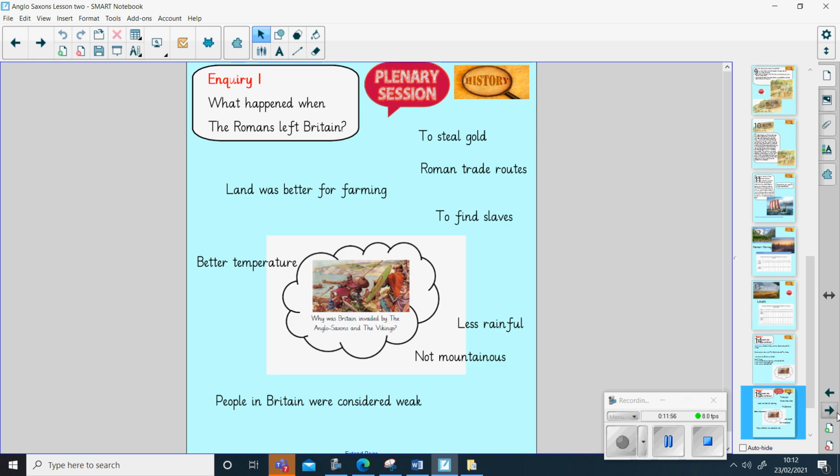Okay, so I've jotted down some of the ideas that I've learnt about the Vikings and the Anglo-Saxons today. I've learnt that the land was much better for farming, and I know that from the videos, and I also know from those photographs. The temperatures were much better. I also know that the message about the Brits was that they were very weak, they were easy to attack. Thinking again about the land, it wasn't mountainous, it was lovely and flat. You can't settle and farm on mountains. The land is just not flat enough. There's less rainfall.